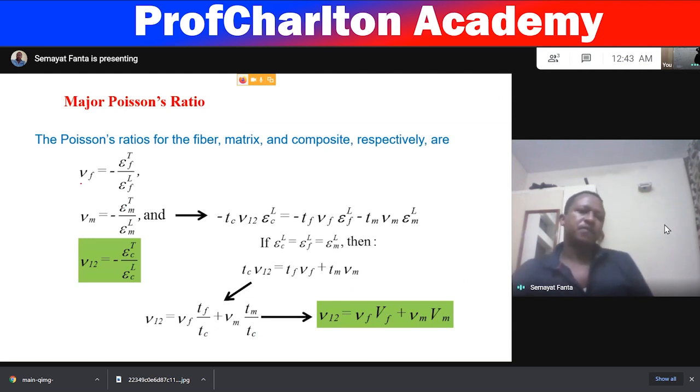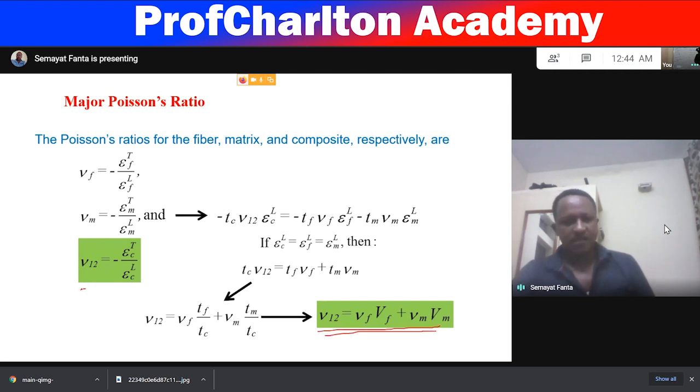Finally, the Poisson ratio of fiber is equal to minus the transverse strain in the fiber over the longitudinal strain. The Poisson ratio of matrix is equal to minus the transverse matrix strain over the longitudinal matrix strain. Substituting these values into this formula, finally we can get this relation.